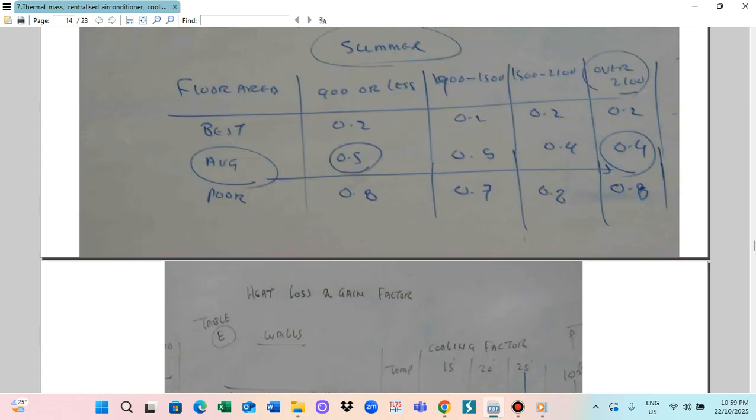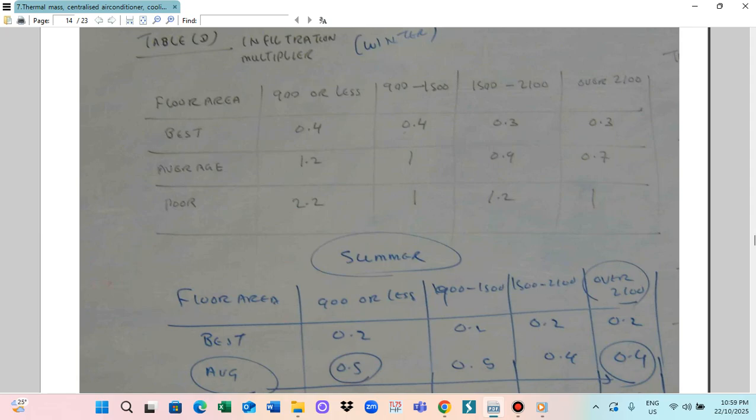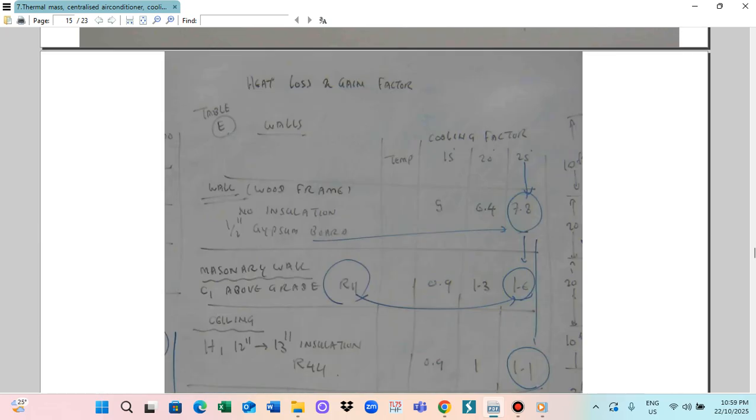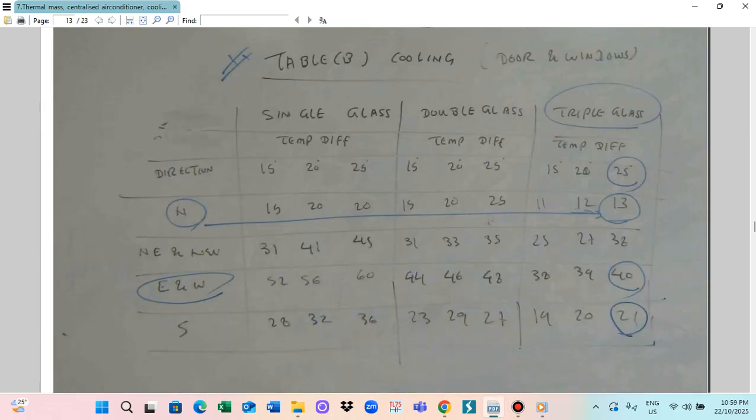What will be the temperature difference? Temperature difference, we first calculate 27. So for the highest one you have to utilize 25. So the appropriate temperature is here. The factor is 13 because we use silver glass. Silver glass is given in the program. You can see that the windows are silver glass.